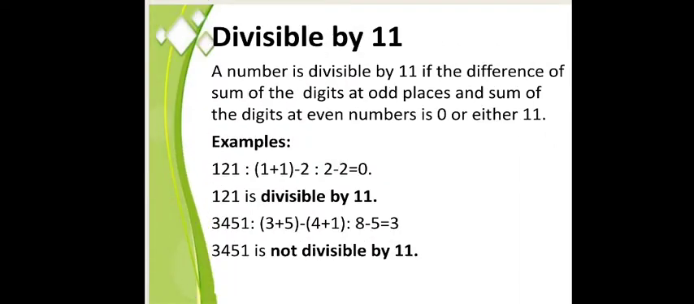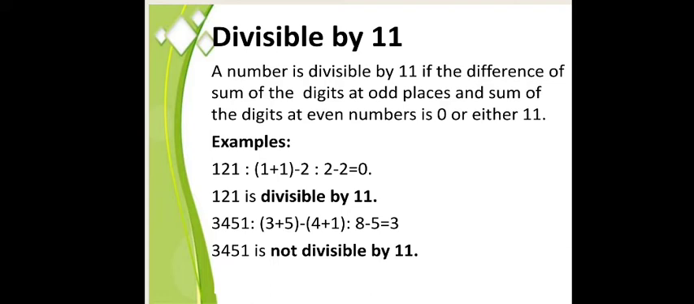Next, last rule, divisibility rule of 11. A number is divisible by 11 if the difference of the sum of the digits at odd places and the sum of the digits at even places is 0 or 11.